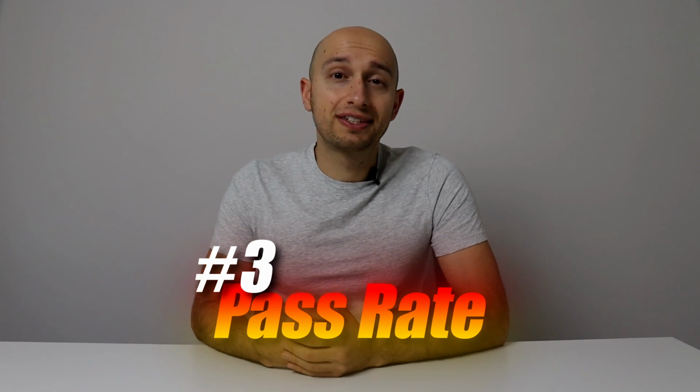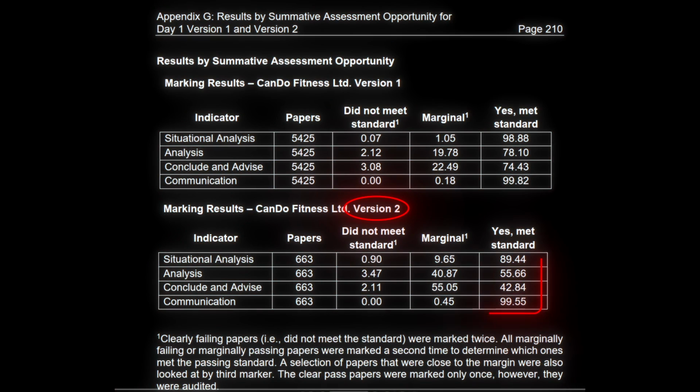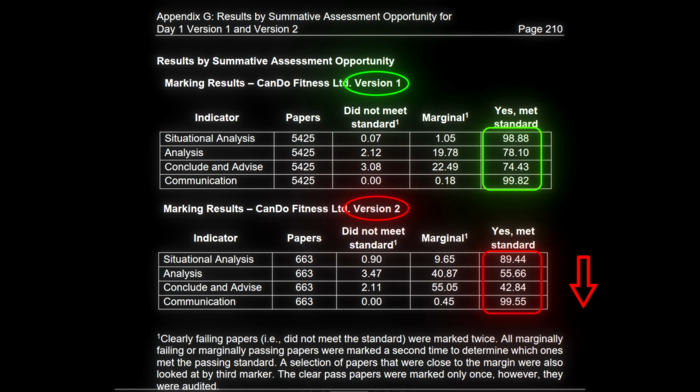The next factor is pass rates. There's a very interesting statistic that version 2 cases have a lower pass rate compared to version 1. This trend has been going on for many years, and this suggests that writing the new version 1 gives you statistically higher odds of passing the exam.